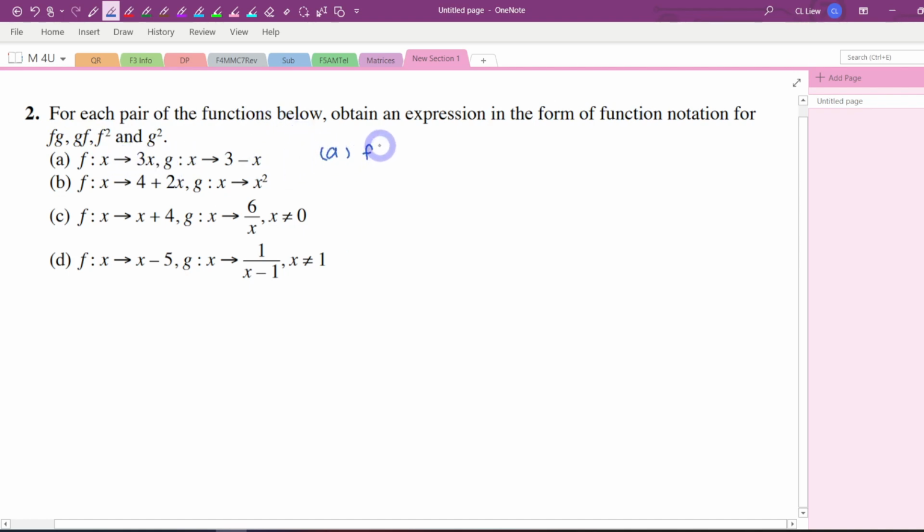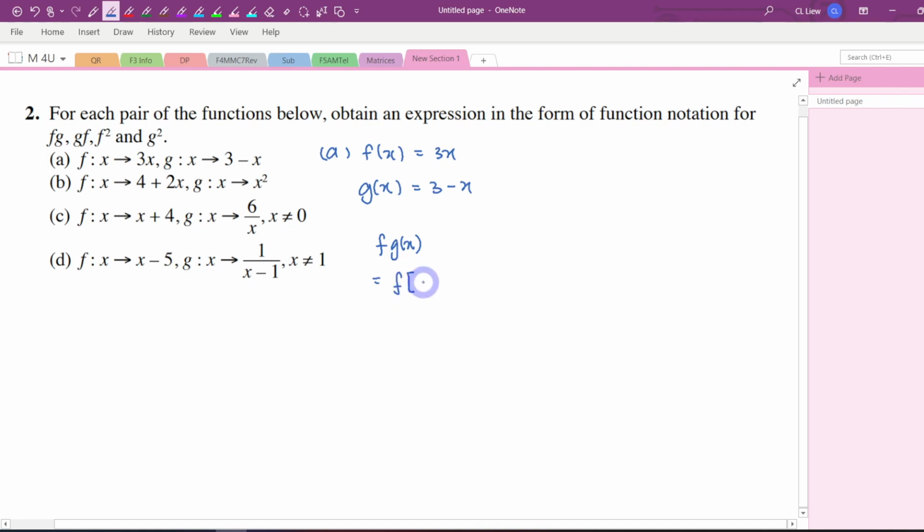Now, let's look at part A. Given by the questions, f of x is equal to 3x and g of x is equal to 3 minus x. So we are going to find four composite functions: fg, gf, f squared, and g squared. Okay, now let's find fg of x first. So f of g of x. If you write it like this, g is the first function, f is the second function. Remember, the function which is nearer to the x is the function which comes first.